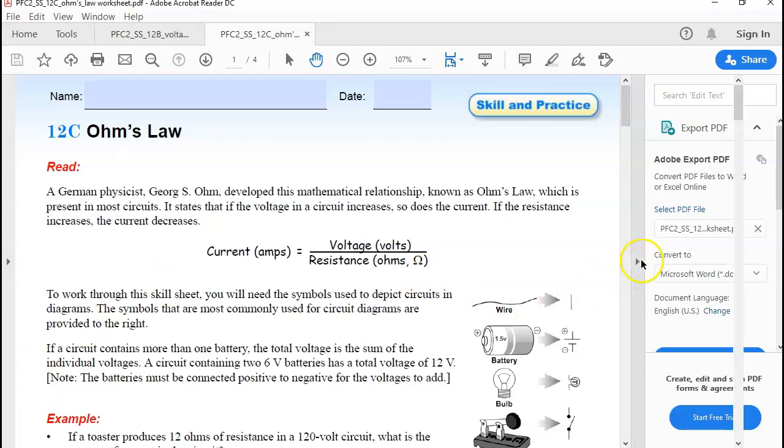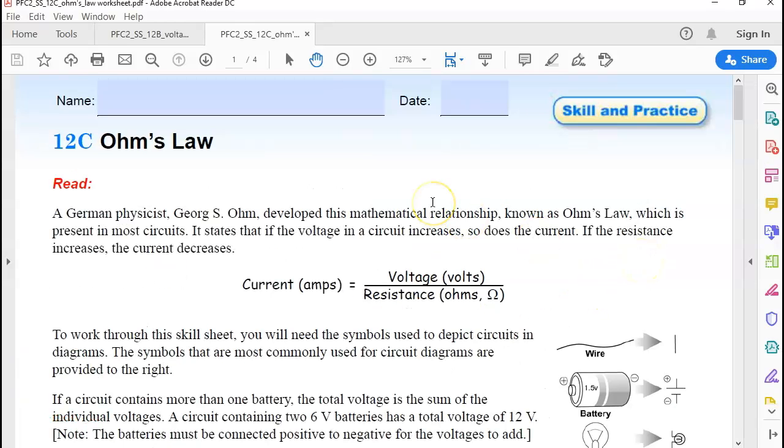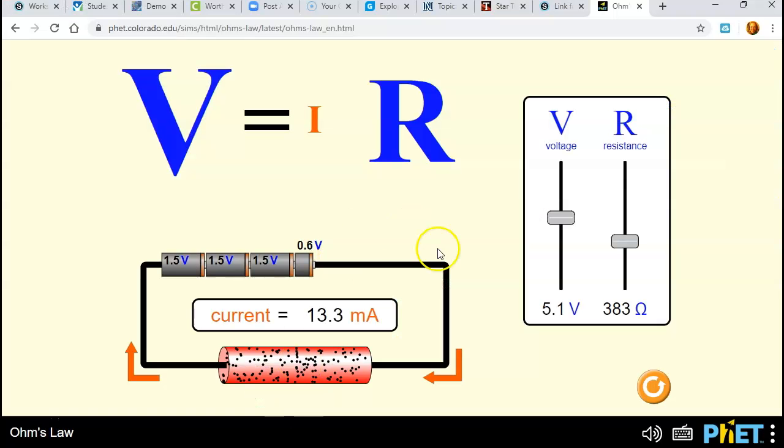Hey guys, this is Miss Went, and I want to help you a little bit with the worksheet called Ohm's Law. So this worksheet's all about this equation, current equals voltage divided by resistance. So let's recap what all that stuff is real quick.